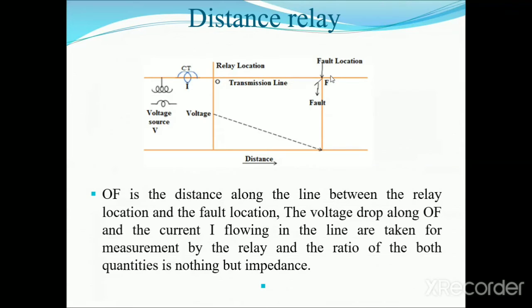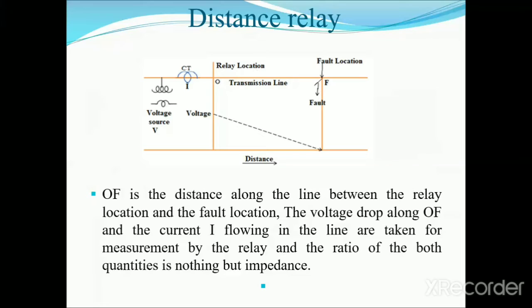Okay, the voltage drop along the OF and the current I flowing through the line are measured by the relay. In that OF distance, we are calculating the voltage drop and the current flowing through the line. Then we calculate the ratio of V to I in that particular OF line. Then compare that impedance value with the setting value. After that the relay will be operated.